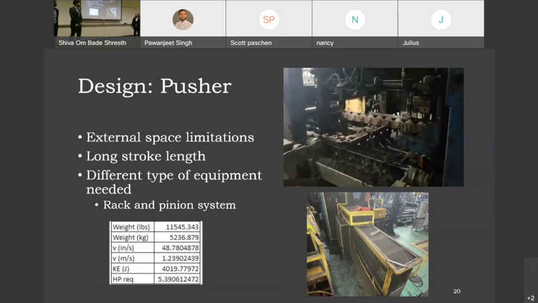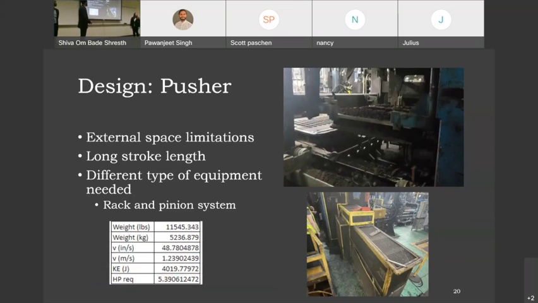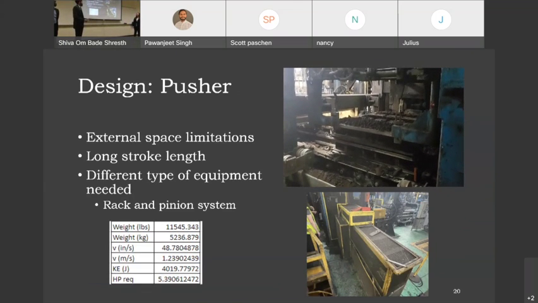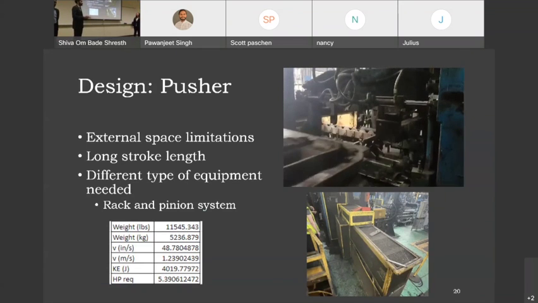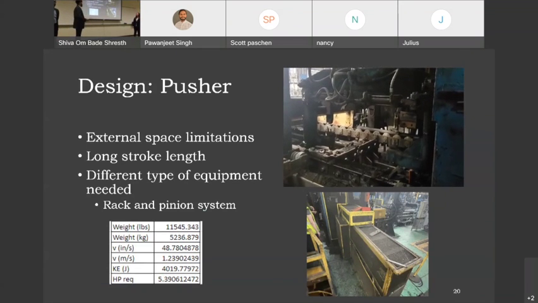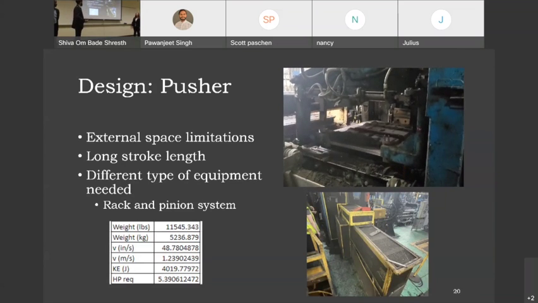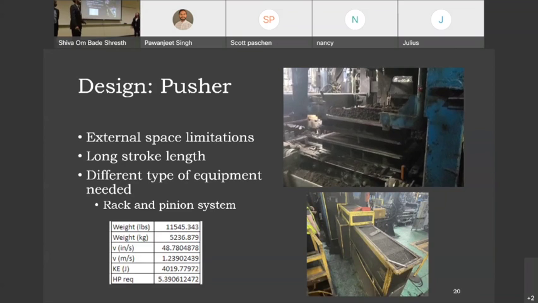Next system designed is for the pressure system. It has external limitations. It fits outside of the lift frame and has a stroke length of about 5 feet or 60 inches, which is why we can't use the cylinders that we use in the lift frame. It has an 18 inch max stroke. So for that, we need multiple systems such as rack and pinion, and along with that, we need a motor compatible with the rack and pinion system.